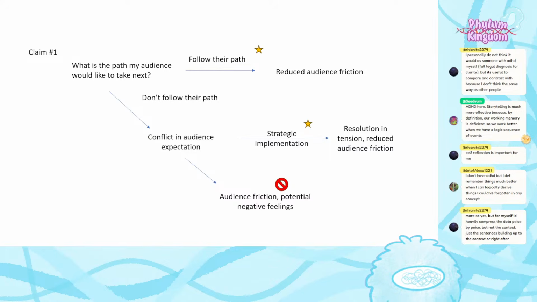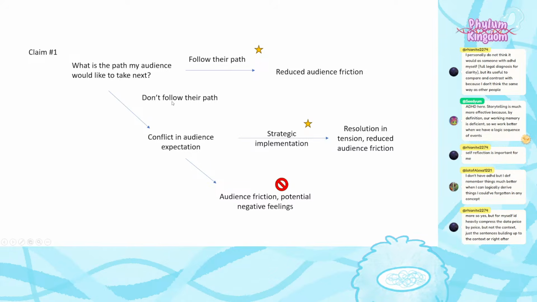Okay. So here's, I had a similar graphic up earlier about cognitive penalty, but here's why narrative is important, right? So you make a claim, and then your audience has a couple of different paths, right? If they follow your path, then you reduce audience friction. That makes logical sense, as people in chat are saying they like that logical connection.